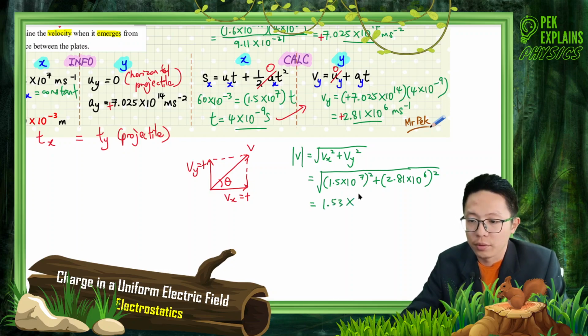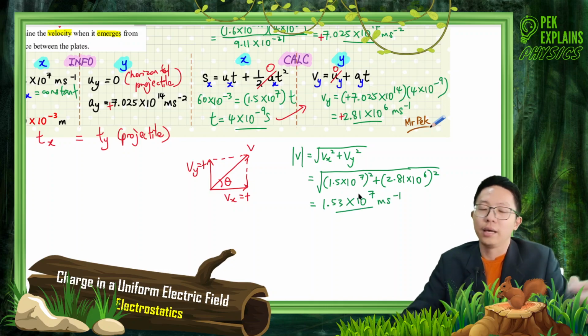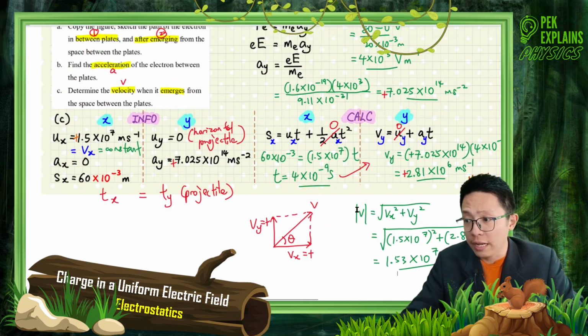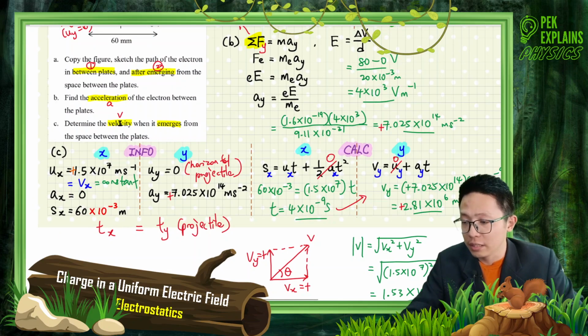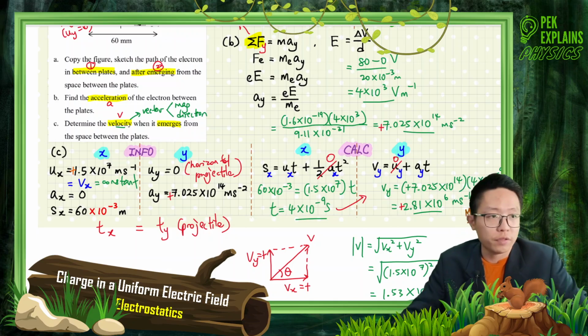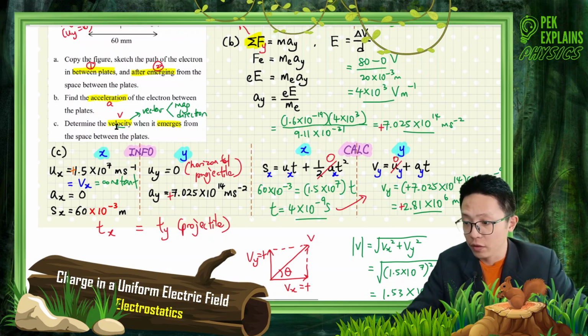We get 1.53 exponent 7 meter per second. That's our magnitude of the velocity. Is magnitude enough? No. The question asks for velocity. Velocity is a vector. That means you need to give both magnitude and direction. If you don't give the direction, you lose marks. Determine the velocity means you need to give both magnitude and direction. No direction, you lose 1 mark.